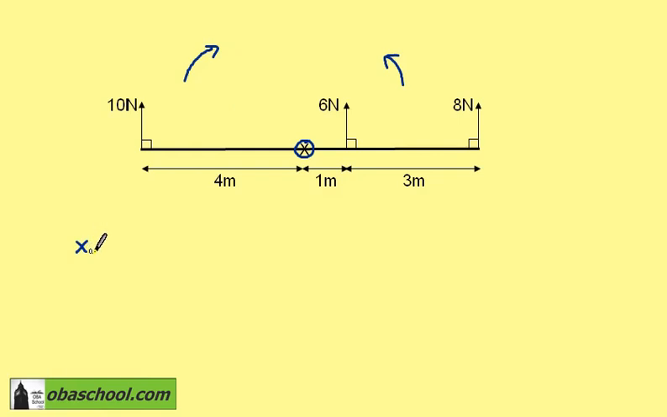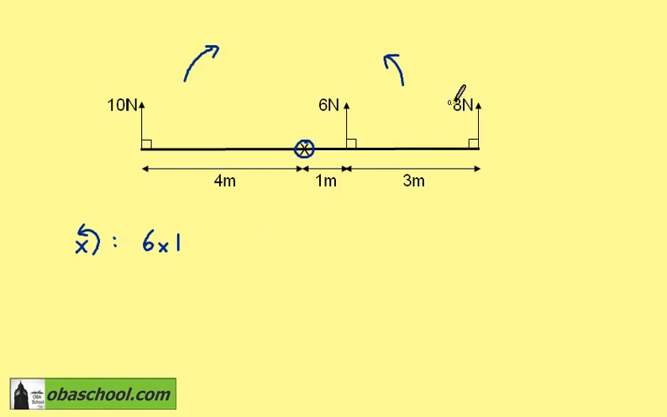If we take moments about X, taking the anti-clockwise direction as positive, which is the norm, anti-clockwise rotations are normally positive rotations. Consider each force in turn. The 6 Newton force at a distance of 1 turns us in an anti-clockwise sense. Therefore, it's positive, so we get 6 times 1.